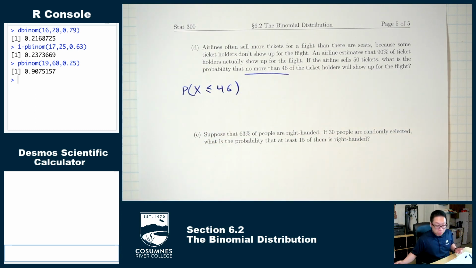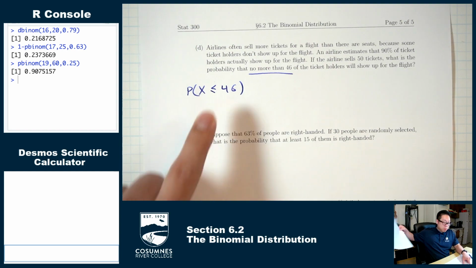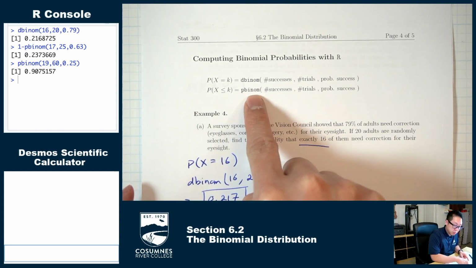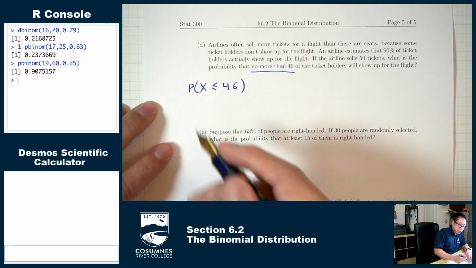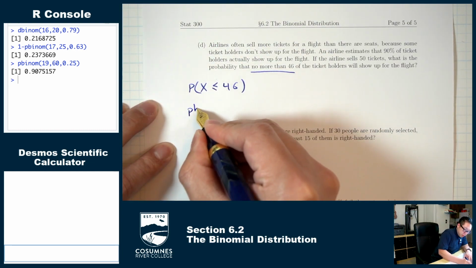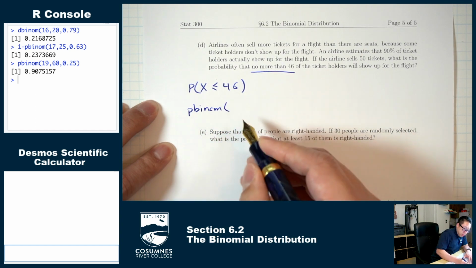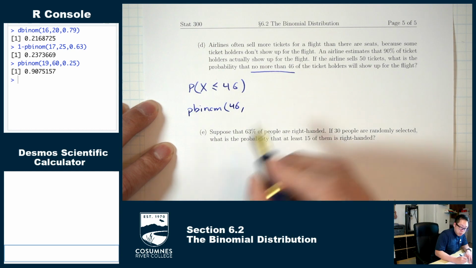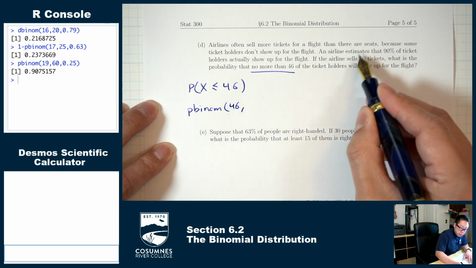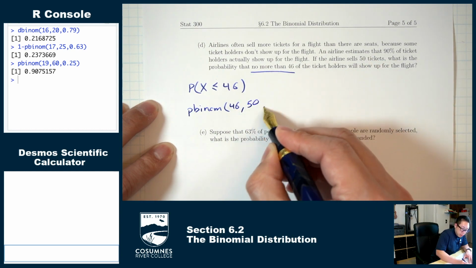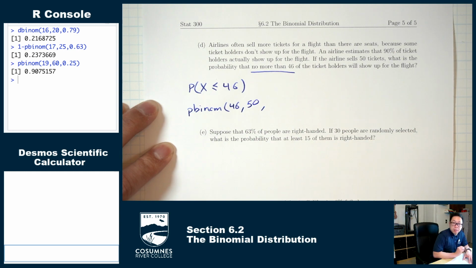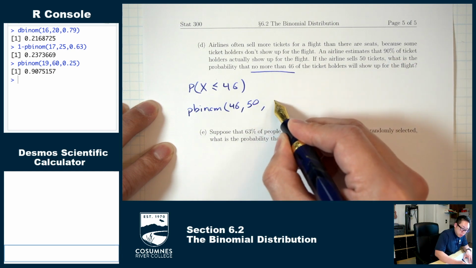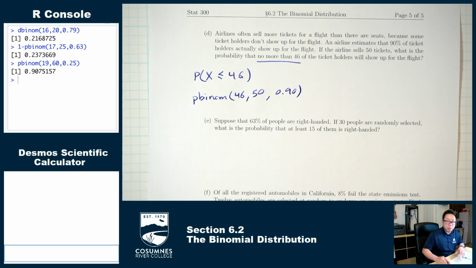Now, lucky for us, less than or equal is exactly one of the things that R is going to do for us. Okay, so less than or equal, I just need to do P binom. Number of successes, that's this number, 46. Number of trials, that's the total number, the bigger number, so that's 50. Probability of success, that's going to be 90% as a decimal, so that's 0.90. And then we just need to type that in.